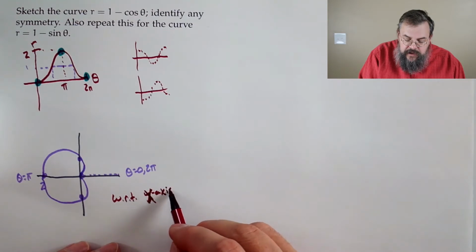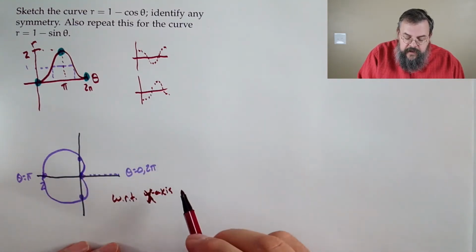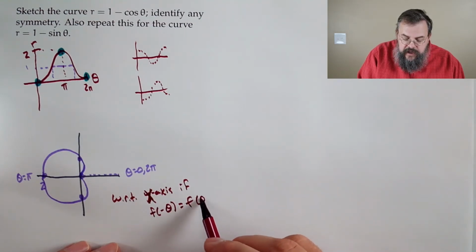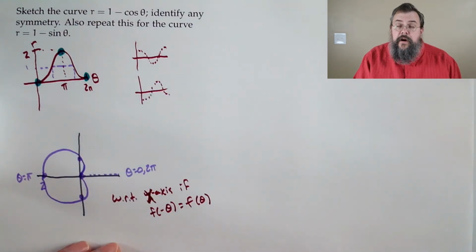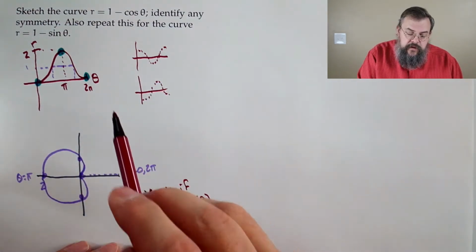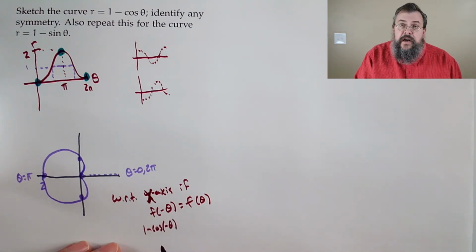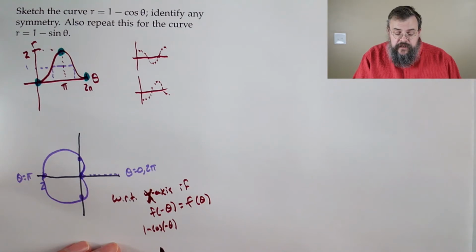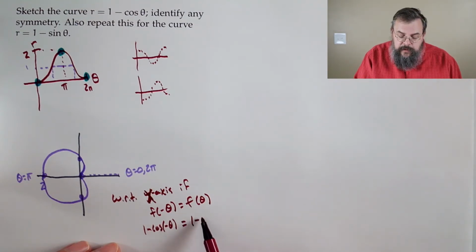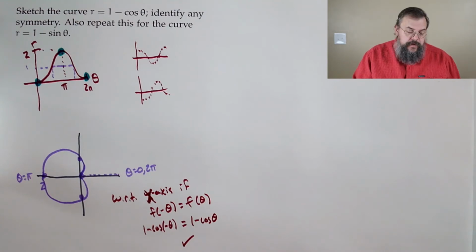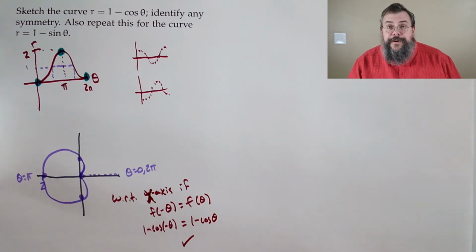We're going to be symmetric with respect to the x-axis, pick it up, put it back down, if the function at negative theta is the same as the function at theta. Well, in our case, our function is 1 minus cosine. Now, if we plug in 1 minus cosine of negative theta, well, cosine is an even function, and so, since it's even, it's the same as 1 minus cosine theta. So, yes, it does have the symmetry that we're after. Good. All right, well, now we'll do the other curve.